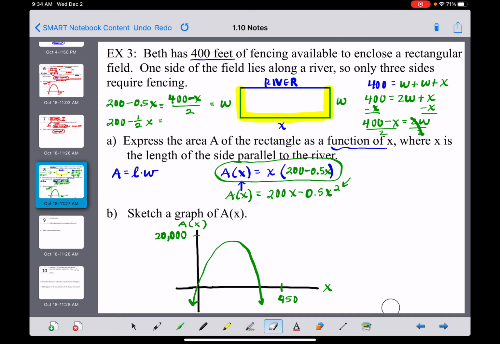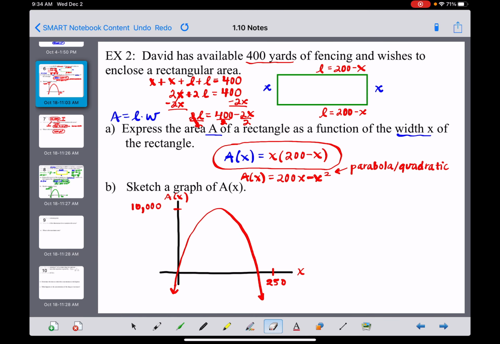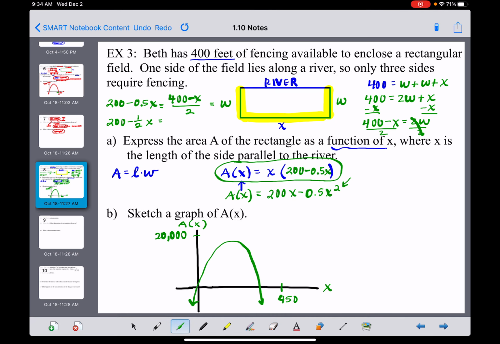If we wanted to talk about the domain of this one, it would go from 0 to 400. So x is an element of 0 to 400. Going back to the last one, it would be from 0 to 200 because that's where it touched, was 200. Okay, so if we were asked to find domains here, we could do that as well.